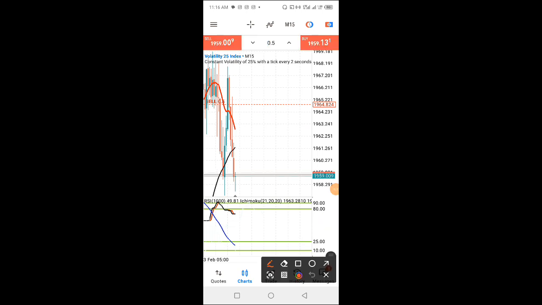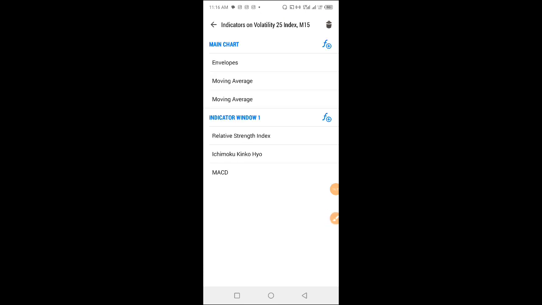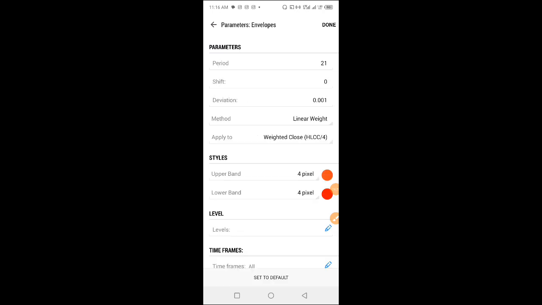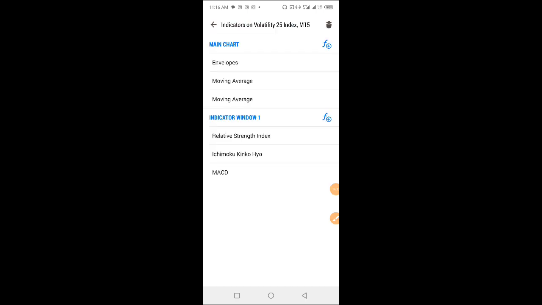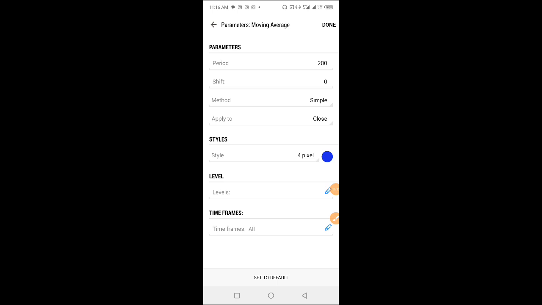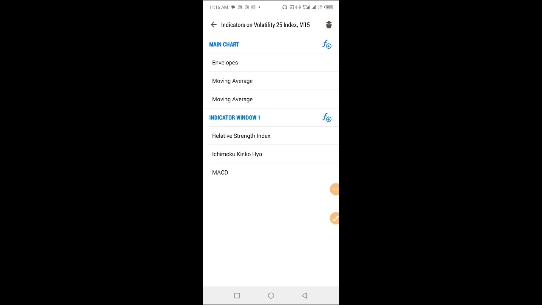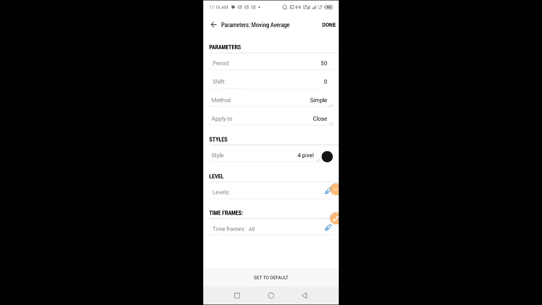You click here, click on this. When you click there, on the main chart, we have the envelope, and these are the settings for the envelope: 21. Make sure you screenshot. You see, guys. Then moving average 50, 200, simple, close, for trend identification and to identify areas of support and resistance. Period 50, moving average. Can you see?